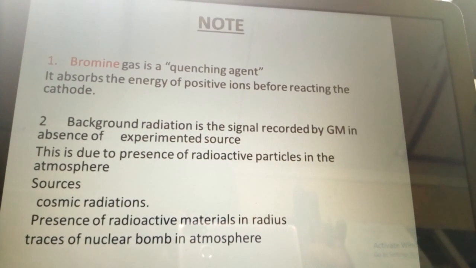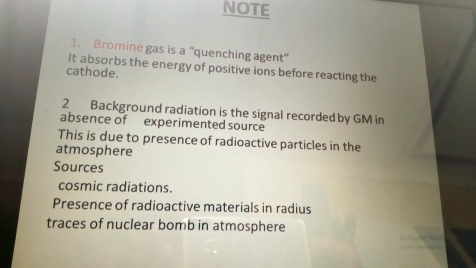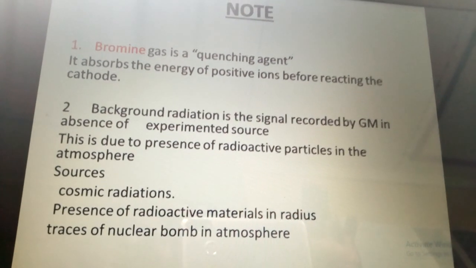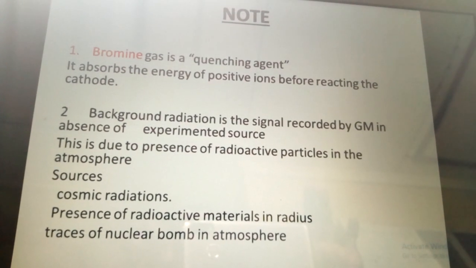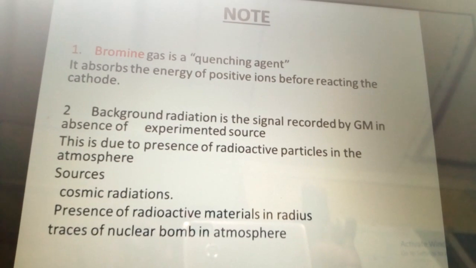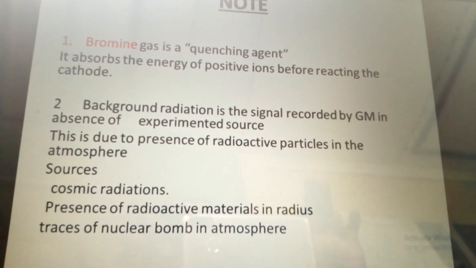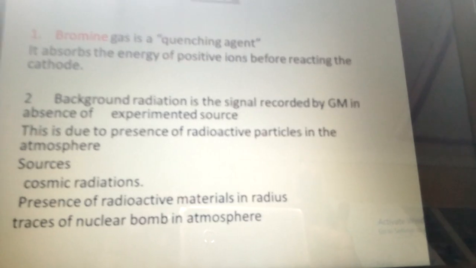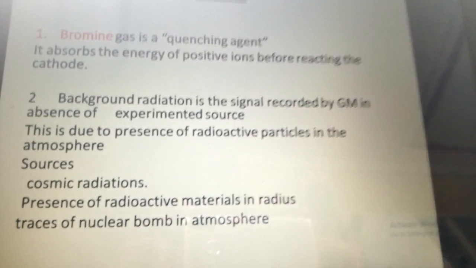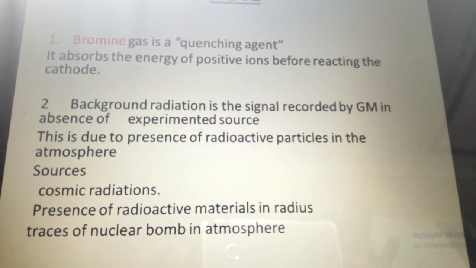Even in absence of an experimental source of radioactive element, the GM tube records a count which is known as background radiation or count. What causes this? This is due to the presence of radioactive particles in the atmosphere. So we don't have the real source, but we can still see there is some signal. Why? There is presence of radioactive particles in the atmosphere.